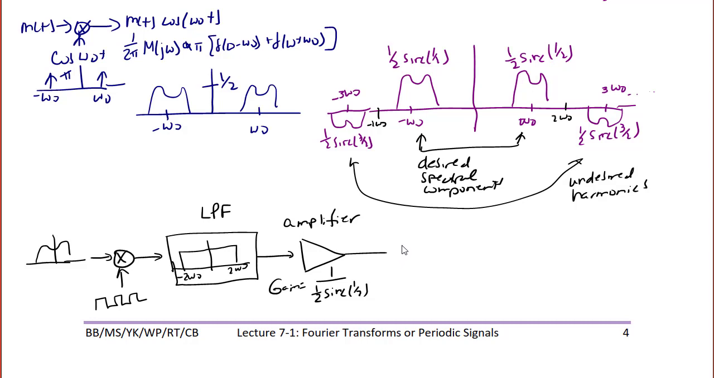And so on the output, we would have an approximation of m of t cosine omega naught t, as we did before. Note that for the cosine, this gain would have simply been a 2. And this concludes lecture 7-1 on Fourier transforms of periodic signals.